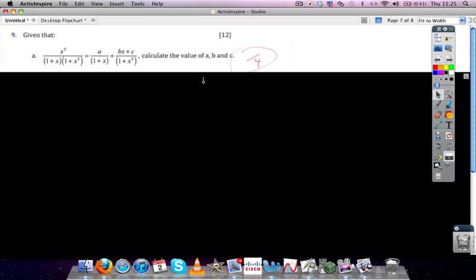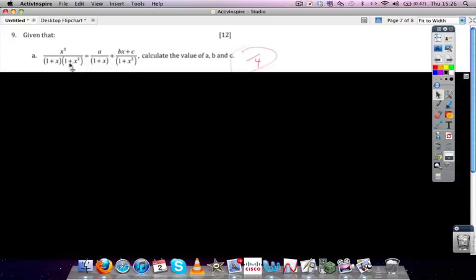Okay, let's look at number 9 from the integral calculus test. Number 9 looks at first to be more difficult than it is. We've got a fraction equaling a fraction, and it looks like it's going to be a bit of a mess, but it's not too bad because all we need to do is calculate the values of a, b, and c.